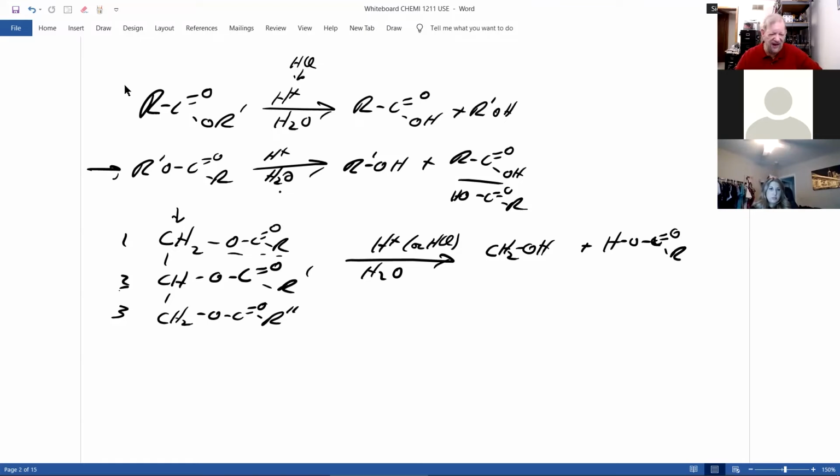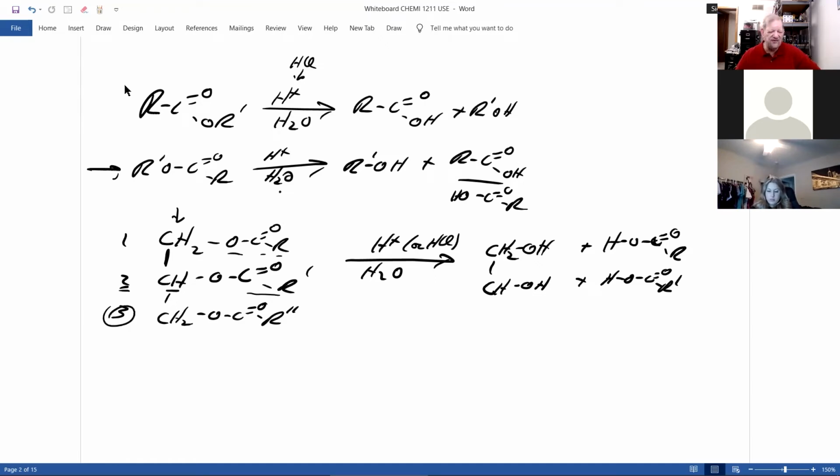Now, let's look at ester number 2. Here's our R prime, here's our carboxylic acid part, but notice it's bonded to the CH2 above. Do you break carbon-carbon single bonds? No. So this becomes this alcohol, and the second carboxylic acid will be this.